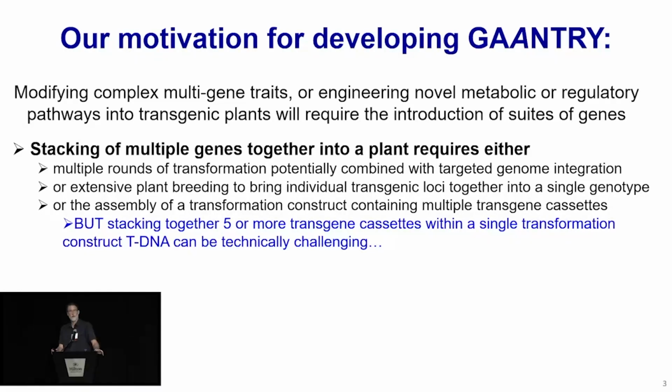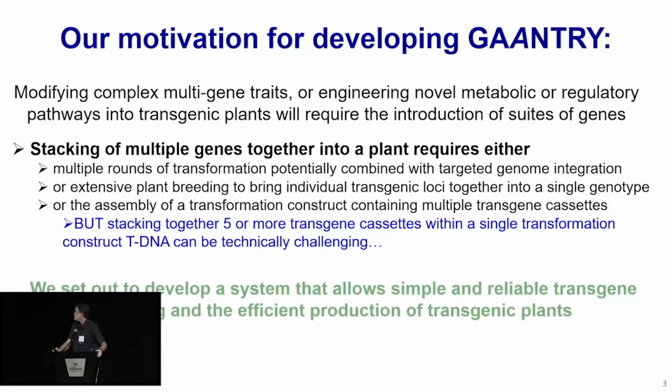At the time we started this, the Golden Gate cloning methodologies were just coming online, so it wasn't obvious at that point that there were easy ways of making these large stacked assemblies. Particularly at that time, stacking together more than 3, 4, or 5 expression cassettes was quite challenging. So we set out to develop a system that allows simple and reliable transgene stacking and the efficient production of transgenic plants.